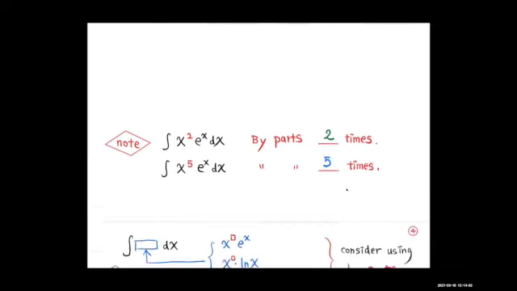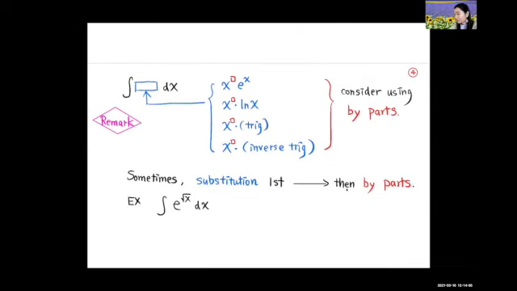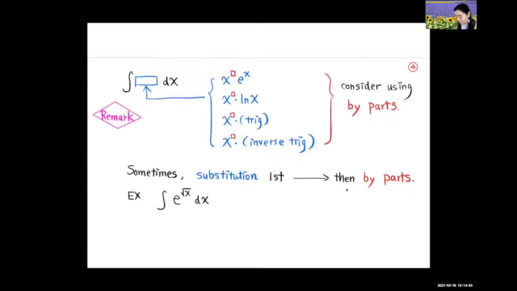Okay. Now I'm going to tell you a pattern. The function that you integrate is called the integrand. When the integrand is in one of these forms, x to some power times e to the x, or times ln of x, or times some trig or inverse trig function, you will consider using integration by parts. Those are called transcendental functions.